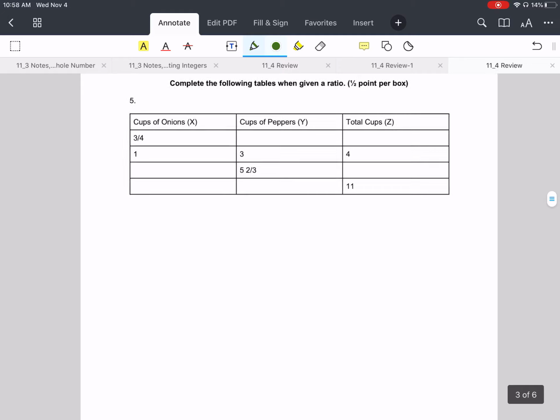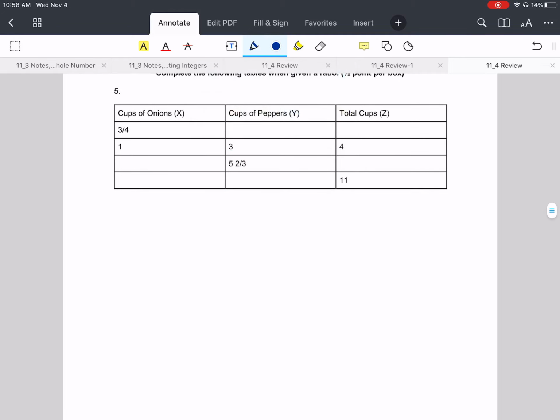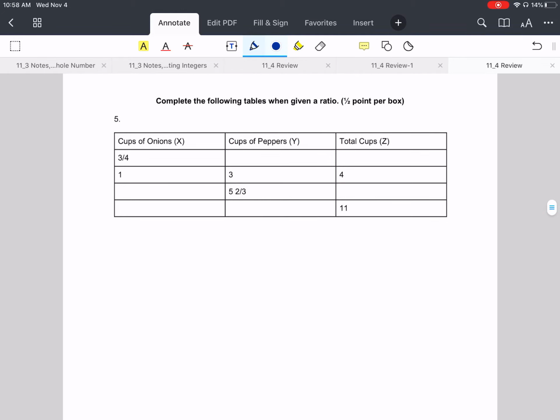Okay, our favorite tables. I'm going to switch colors. Complete the following tables when given a ratio. So we are focusing on these boxes. 1 cup of onions, 3 cups of peppers, and those add up to 4 total cups. So in our equations, the only numbers that we are going to use are 1, 3, and 4. And we're going to have 6 total equations. You might not need them all, but we're going to use them.